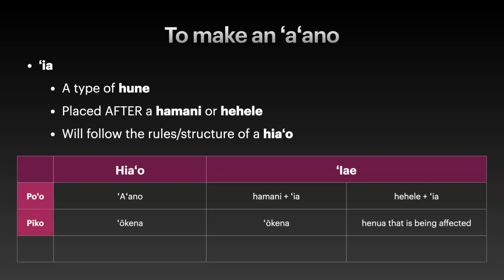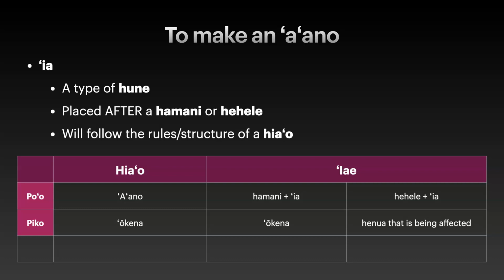In the piko, you see how we're still going to have the ʻOkena, in the hia'o, as well as the hamani. The hehele is a little bit different, yeah, because the hehele doesn't have an okena. You're gonna put the location phrase that's being affected. Okay, and I know that can sound really confusing, so for now we're really just gonna focus on using a hamani with ʻIae. Yeah, but I'm gonna give you what the hehele looks like too.